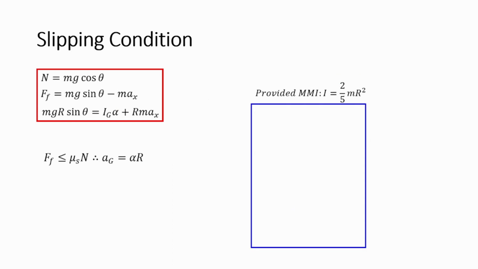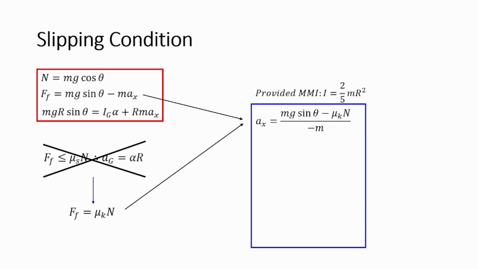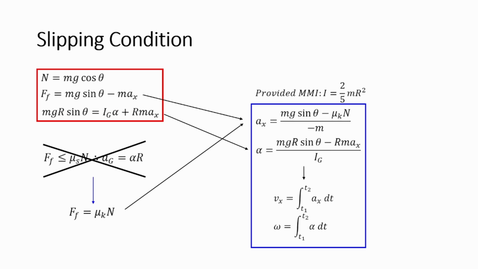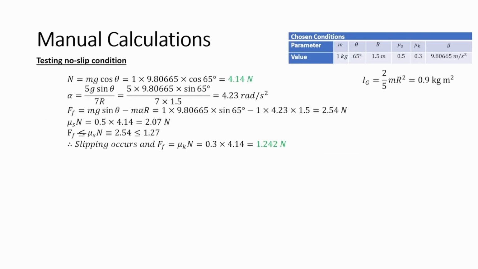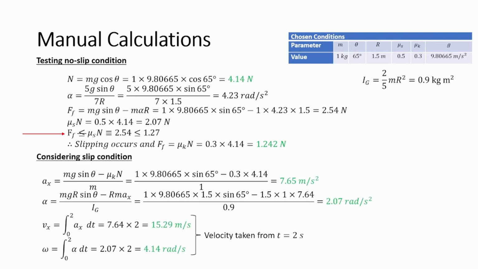The opposite of this is the slipping condition, where if the inequality is not true, friction force is equivalent to the kinetic friction force. Using this in conjunction with our fundamental equations, we can then find acceleration and velocity. Here we have our calculations which disprove the no-slip condition, giving us the following results.